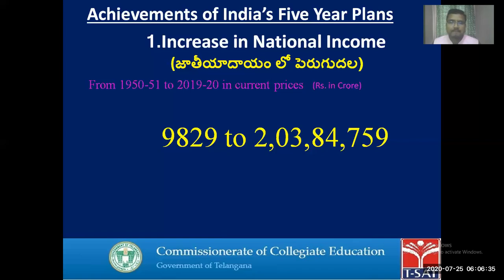India's national income was just rupees 9,829 crores in the year 1950-51. But you see, in terms of GDP, by the year 2019-20, it increased to rupees 2 crore 3 lakh 84,759 crores. In another way, 203,084,759.